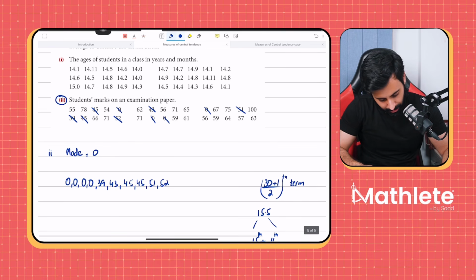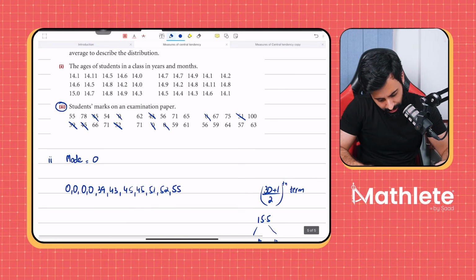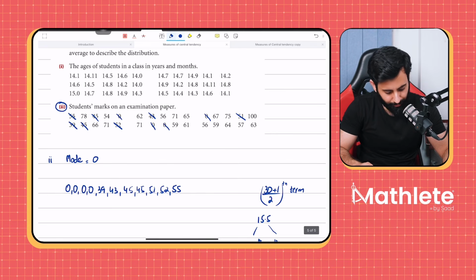So 52, I've crossed it out. Now after 52, what do we have? We have 55. So where's 55? Do I see 55? Yeah, here it is. Okay, 54.